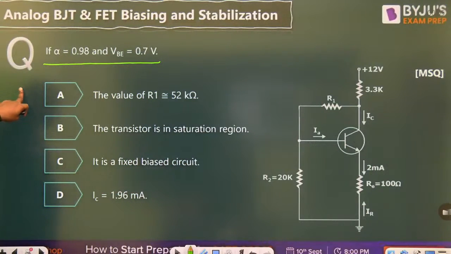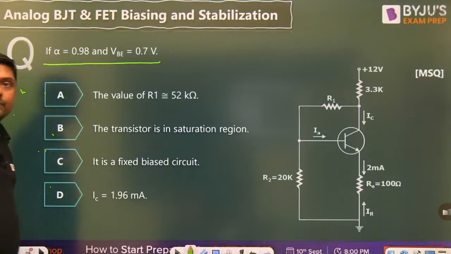Now, the value of R1 is 52 kilo ohm. We have to solve the numerical. Transistor is in saturation region. Directly we can say it is a fixed bias circuit. And to solve the IC, again we have to solve the numerical. So for two parts, we have to solve the numerical, and two parts we can directly judge from the diagram.